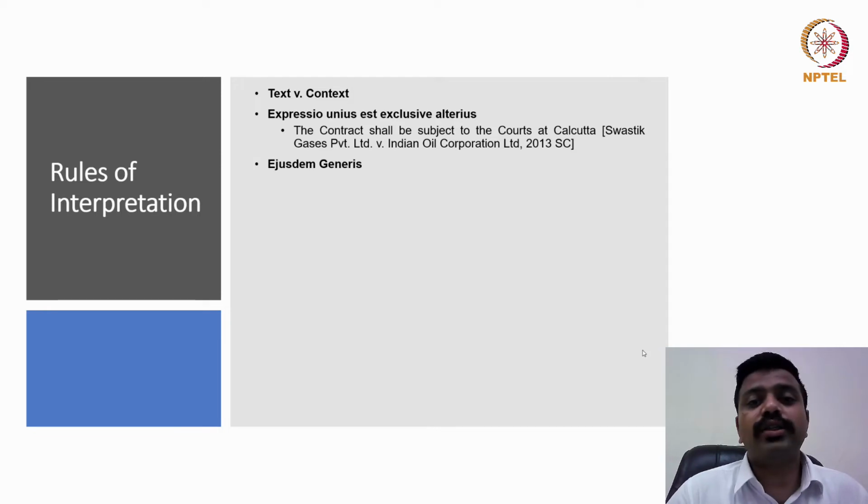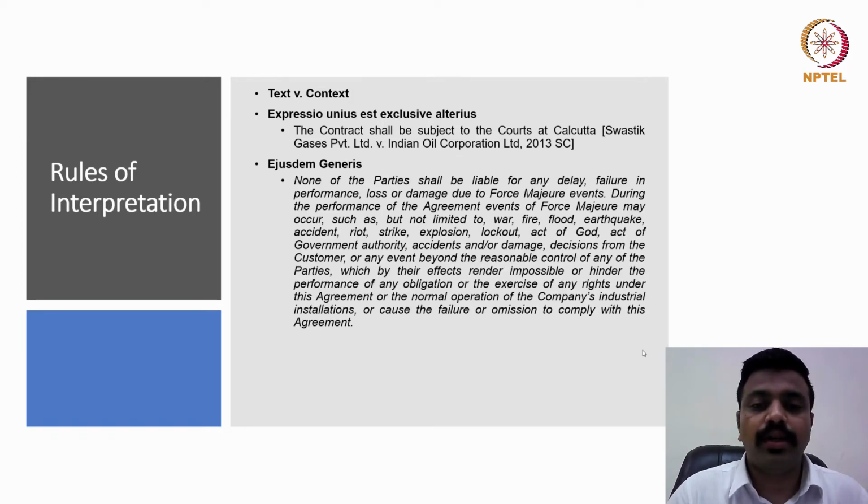The next rule is that of ejusdem generis. Ejusdem generis implies that if a particular contract has a list of similar words, you will go by the generic understanding of what that particular term is. Let us say, for example, you understand this particular force majeure clause which is there before you. None of the parties shall be liable for any delay, failure in performance, loss, or damage due to force majeure events.